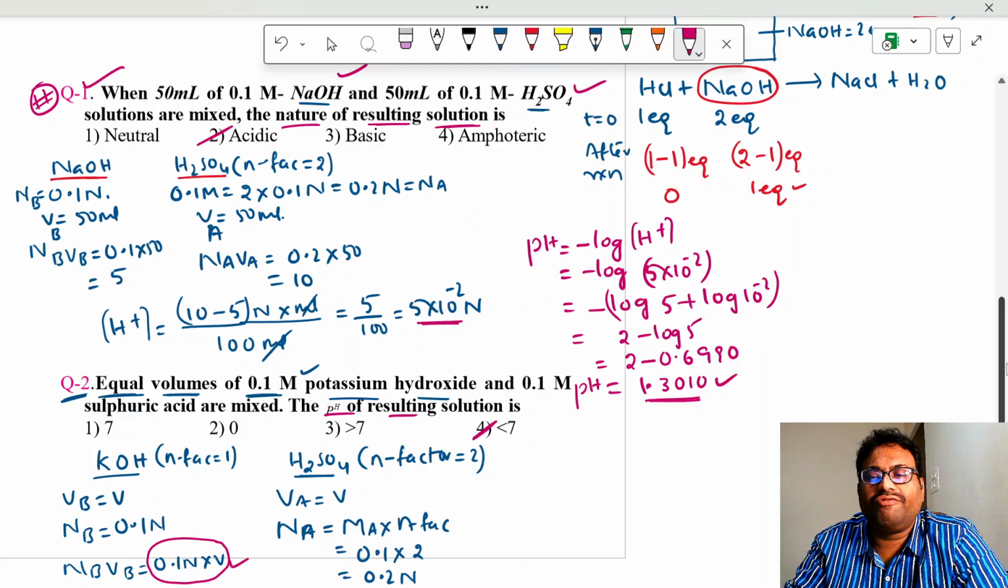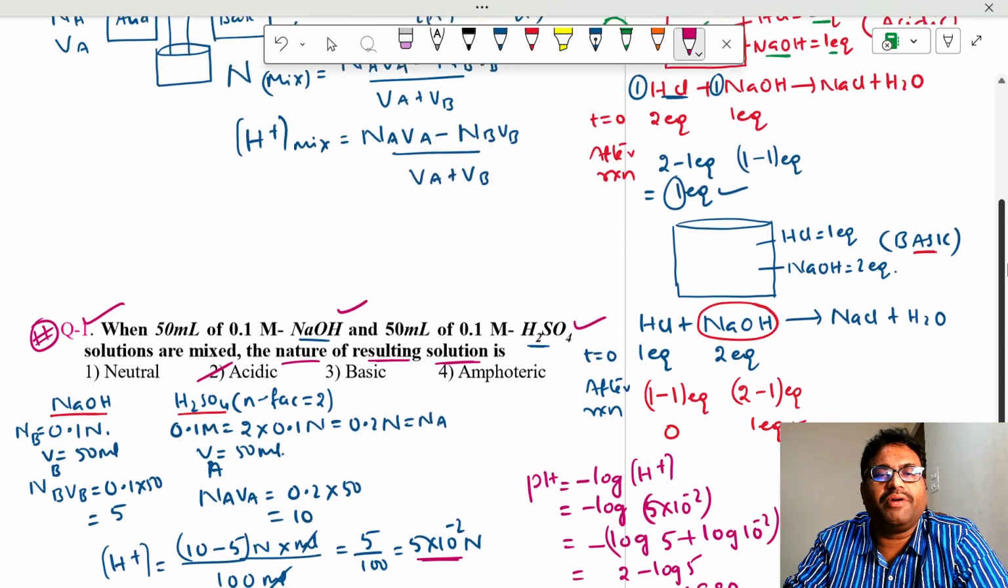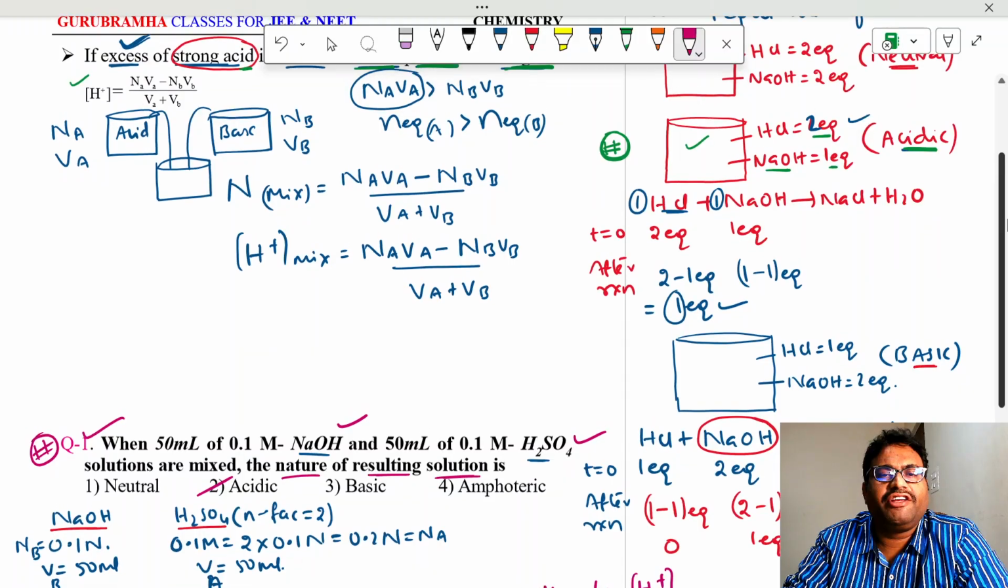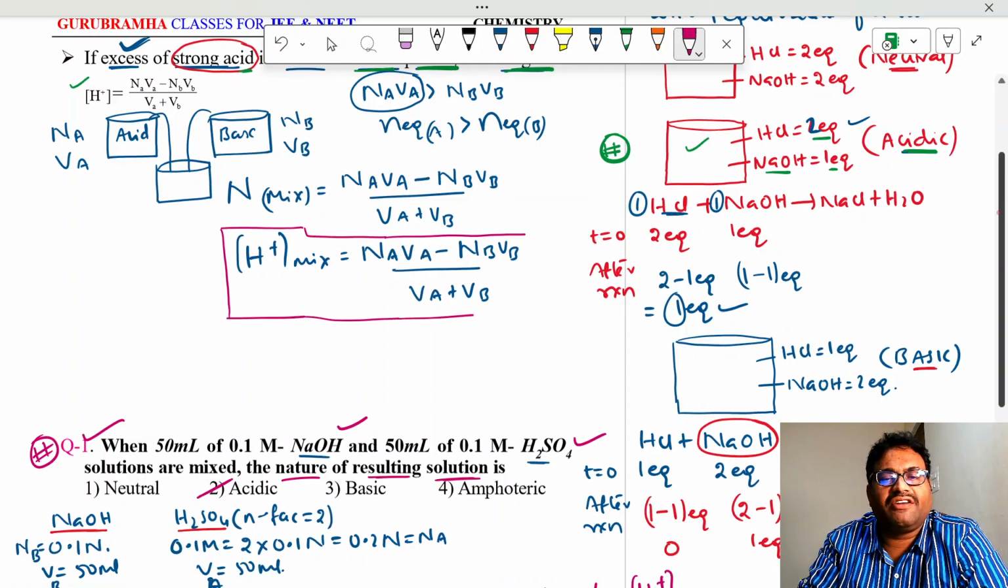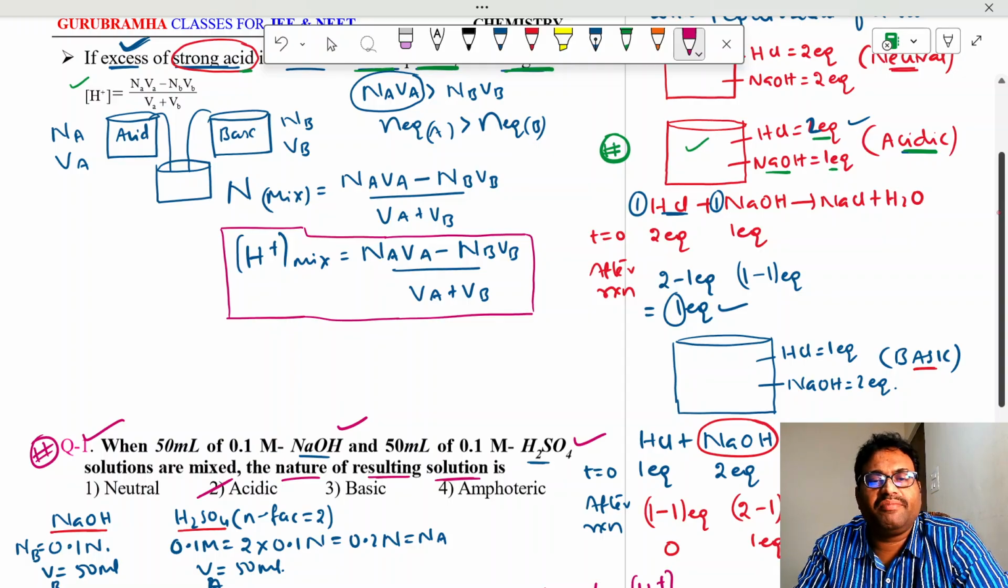Okay, so the formula you have to remember. What is that formula? If the number of equivalents of acid is greater than base, then the resulting mixture's H plus ion concentration is given by NaVa minus NbVb by Va plus Vb.